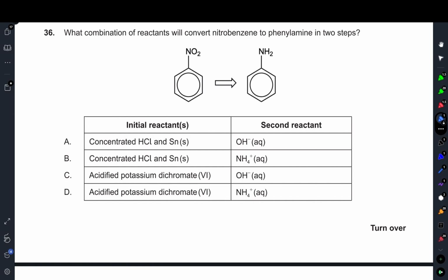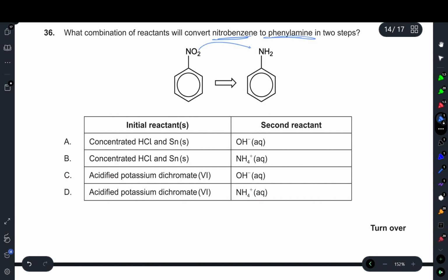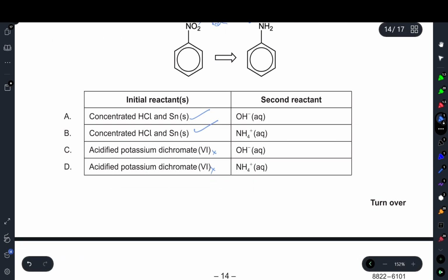Moving on to question number 36. Which combination of reactants will convert nitrobenzene to phenylamine? This is a reduction, and that means you need tin and hydrochloric acid, not acidified potassium dichromate, which is an oxidizing agent. Now, here's the part that many students forget. There is a second reactant involved in the conversion of nitrobenzene to phenylamine. So let's draw the entire reaction.